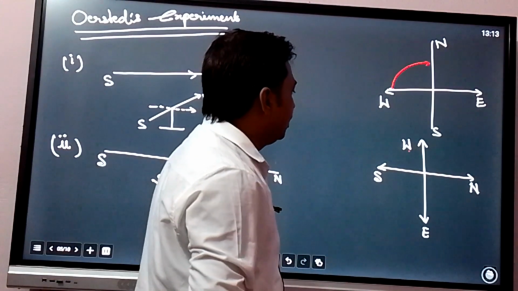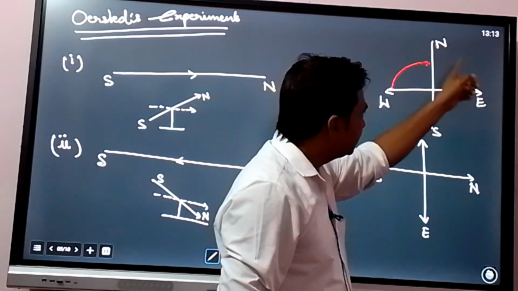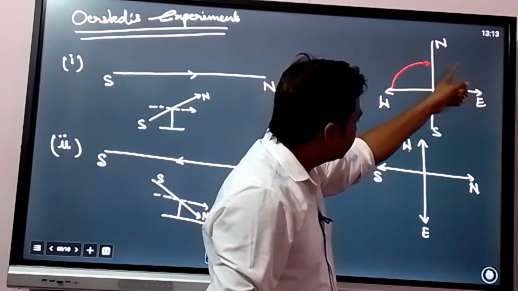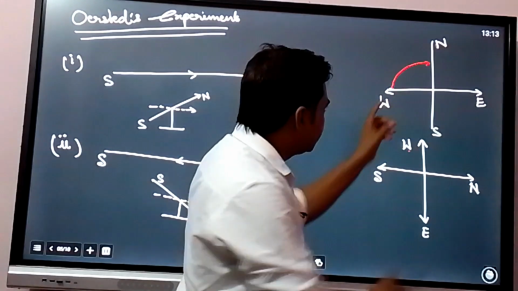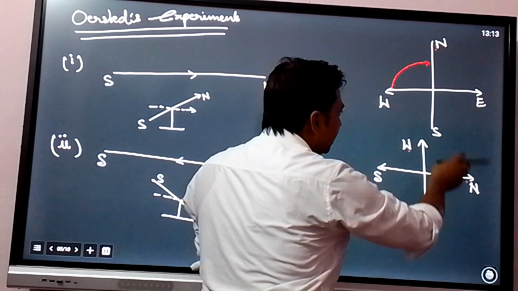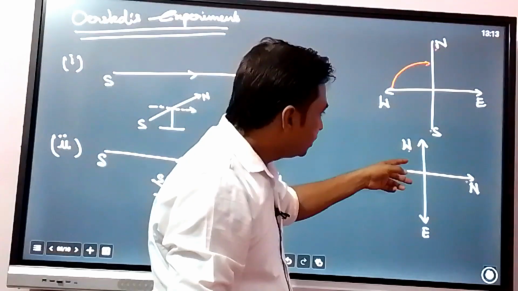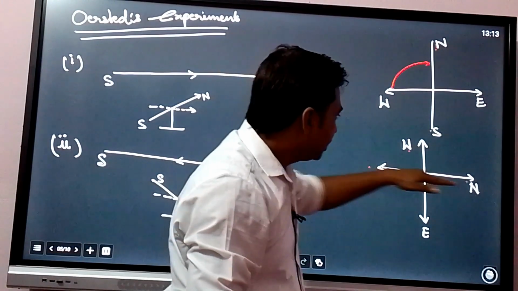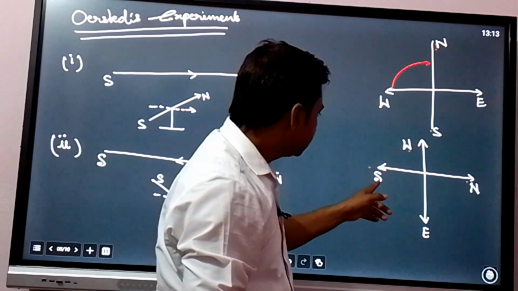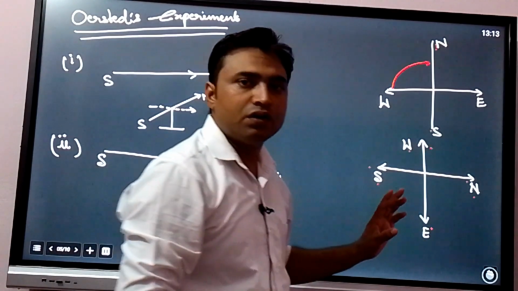Okay. Now again this vertical line is rotated in the clockwise direction and made horizontal. So it will become like this. This north pole will come here and this south pole will come here. So we now have these directions. Means in horizontal we have this one as the south direction, this one as the north, this is west, and this is east. Okay.